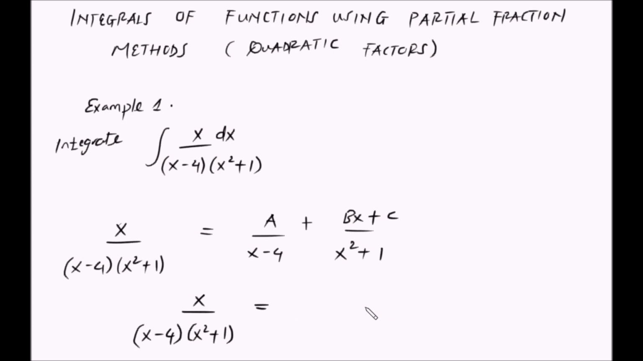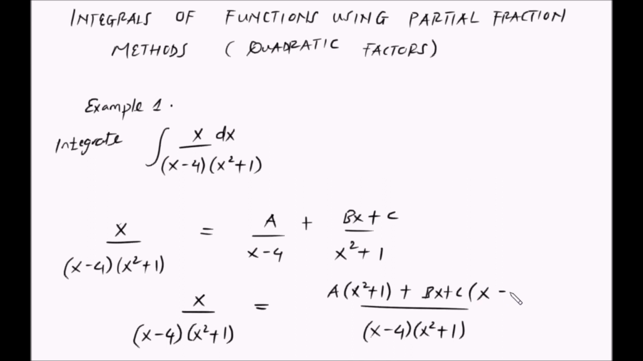Kwa hiyo huku nitafute LCM. Kwa hapa itakuwa ni A times (x square plus 1) jumlisha (bx plus c) times (x minus 4). So I'm going to compare the numerators in order to find A, B, and C. So let me start a fresh page. So tuna x ni sawa na A times (x square plus 1) jumlisha (bx plus c) times (x minus 4).